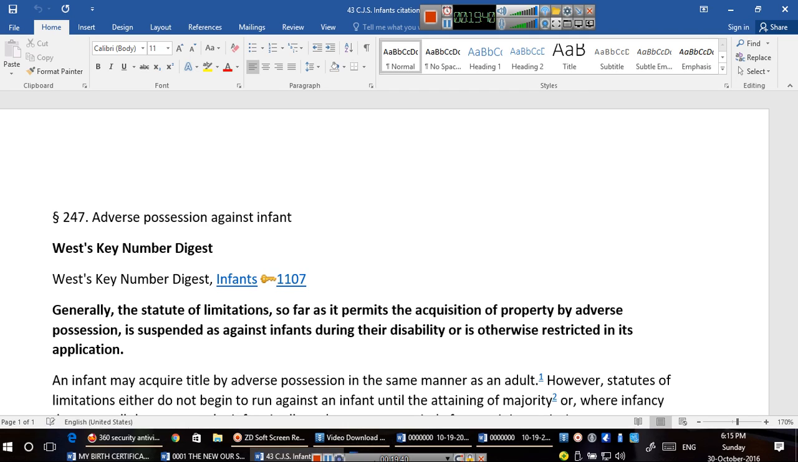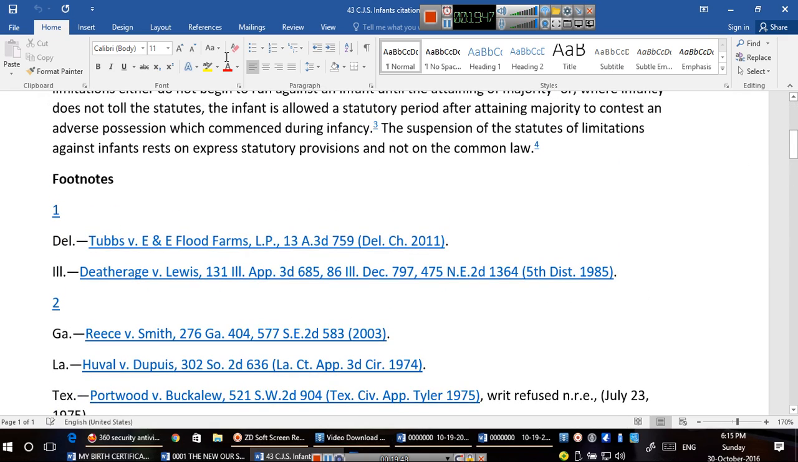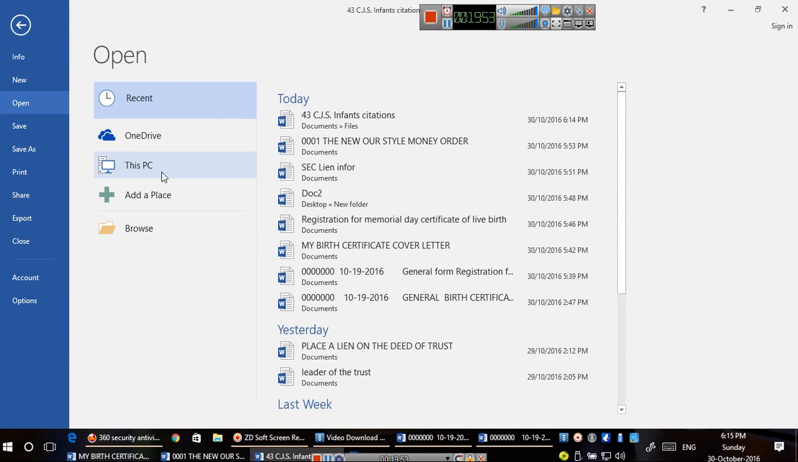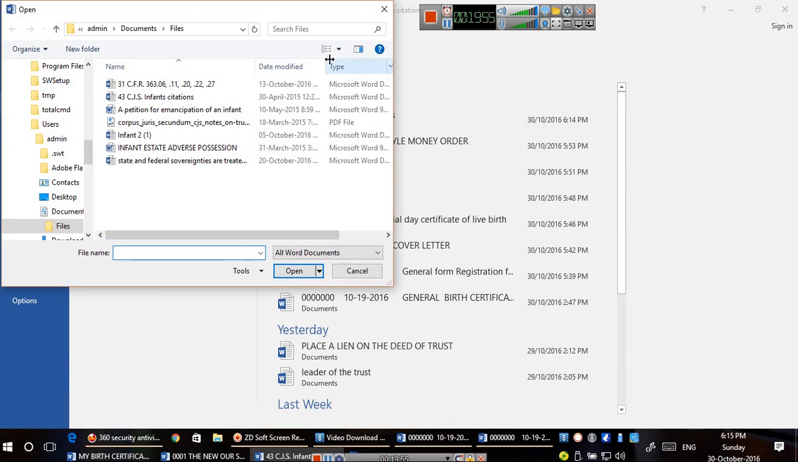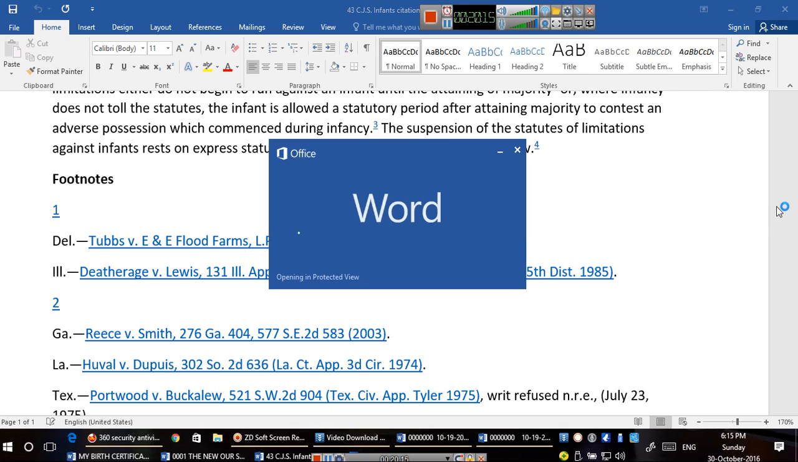That's right. This is infant adverse possession. I didn't want the adverse possession. I need the other one. So I gotta find the other one. Wait, I know how to find it. We are going to do open, and we're going to do browse, and we're in my documents, not in files. Well, it might be here. It might be here. Wait, as a matter of fact, no, let's do that. I'm opening up all of them.